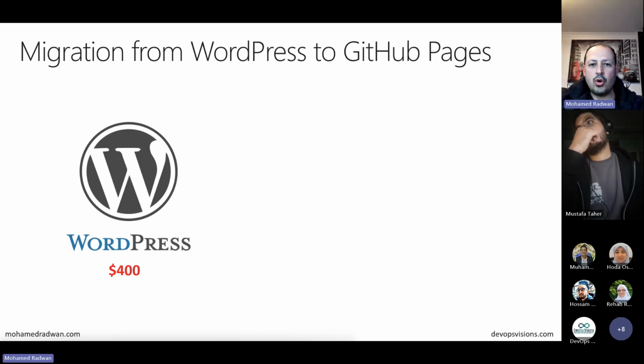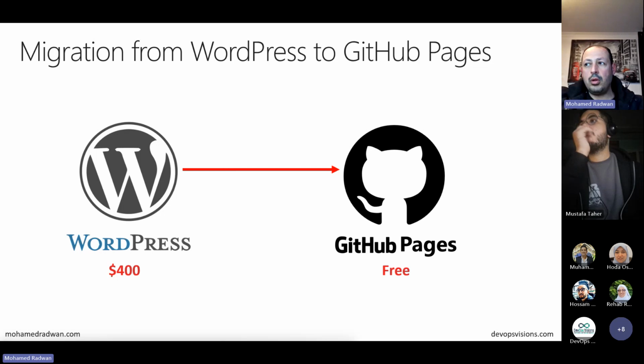And I have more than 400 posts on my blog, and the website became really huge. So I was really struggling with the hosting and services, even while paying this money. But then we migrated my blog from WordPress to GitHub Pages, and it was completely free.